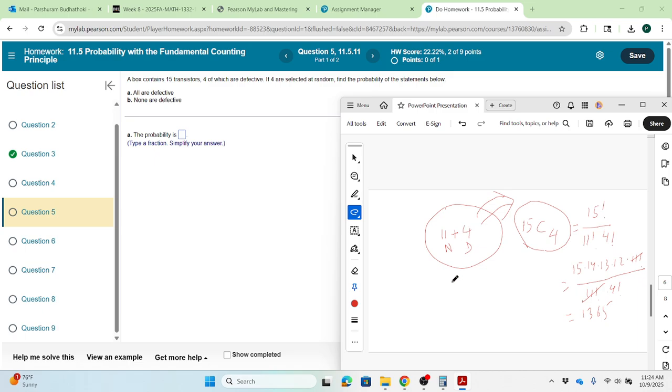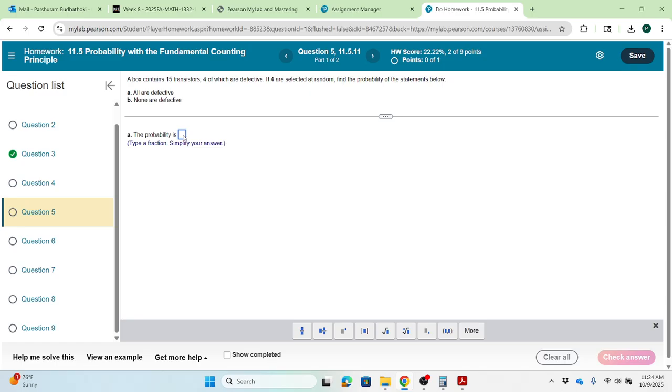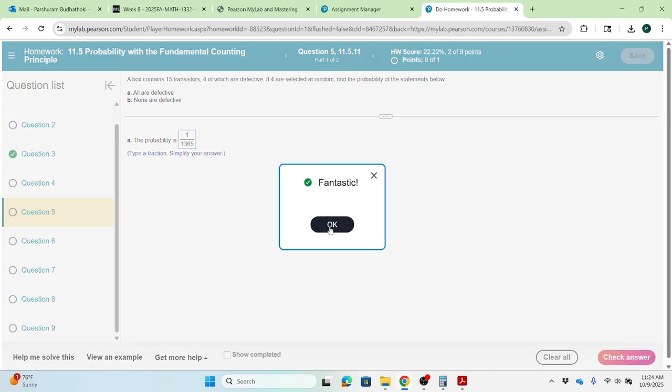So how many different ways can we choose 4 defective from 4 defective? The maximum is 4. We can choose 4 defective pieces out of 4 in only one way. So what is the probability of getting all the defective pieces when you make the selection? It's 1 out of 1365. That's the probability.